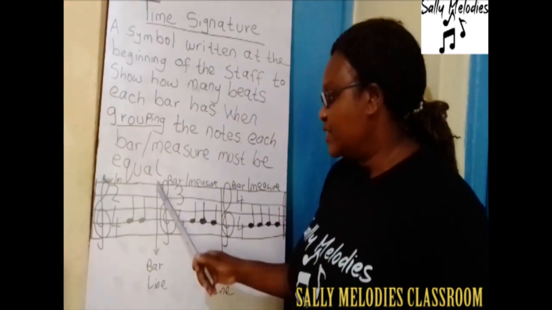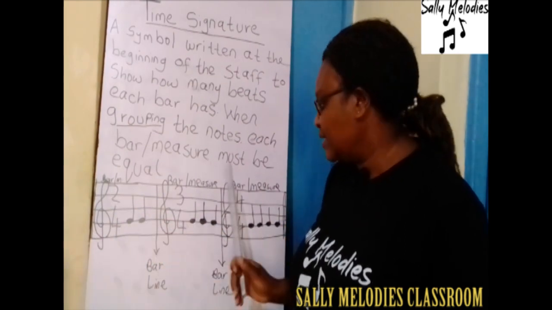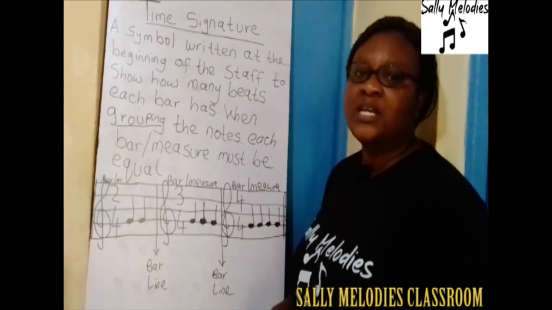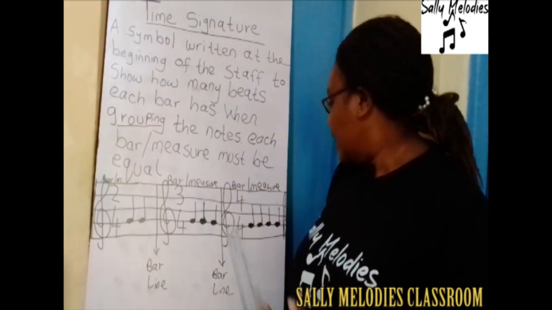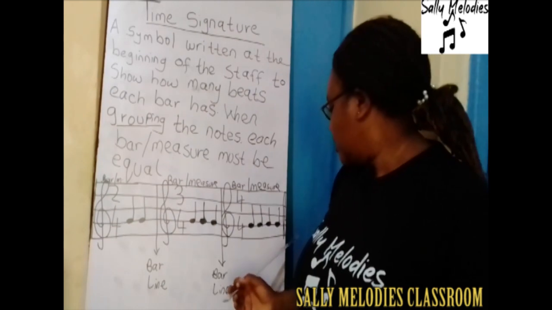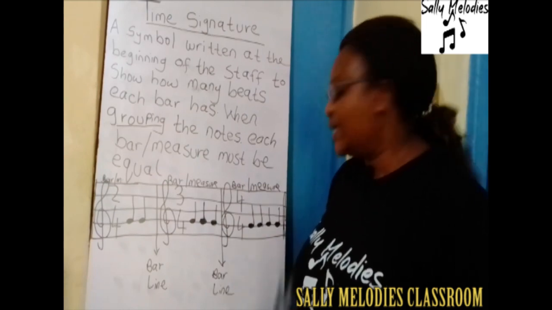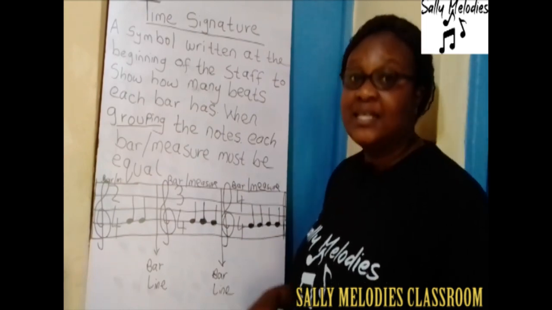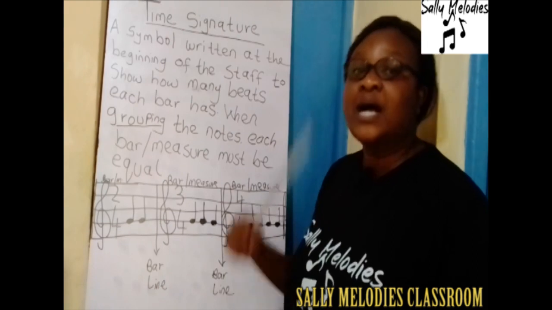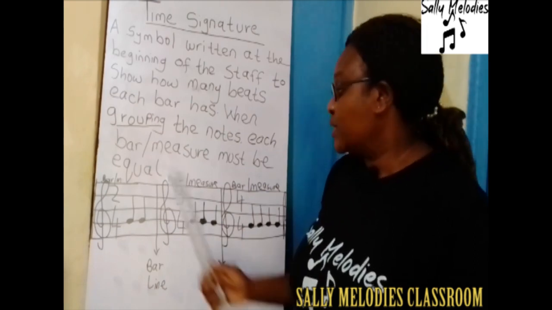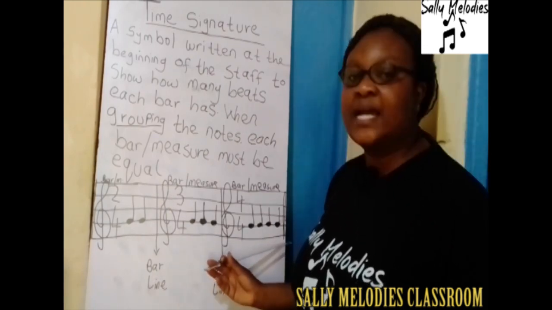We use bar lines. This is a bar line. At the beginning, we have an opening bar line here. And then we have another bar line and another bar line. There are so many, depending on the duration or the length of your music. And then at the end, when you come to close, you close with a double bar line. You write 2 lines. The double bar line indicates that that is the end of that piece or the end of that particular section. But in between, you use only a single bar line. But at the end, you use a double bar line.